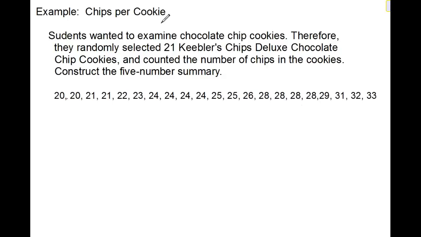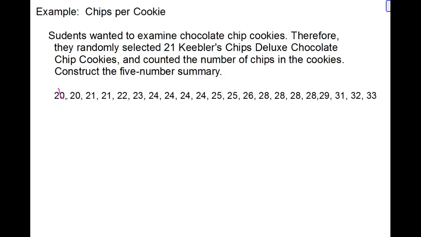We're looking at chips per cookie. Students wanted to examine chocolate chip cookies. Therefore, they randomly selected 21 Keebler's Chips Deluxe chocolate chip cookies. They counted the number of chips in the cookies, and we want to construct a 5-number summary. So when we're doing this, the first thing that we want to do is find our quartiles. In order to find our quartiles, we want to first find the median.